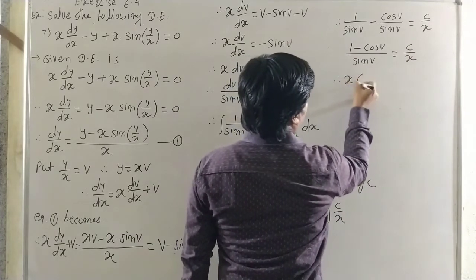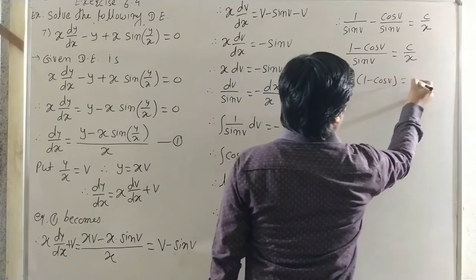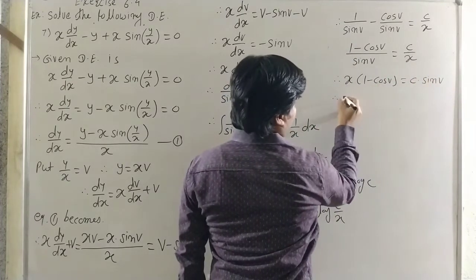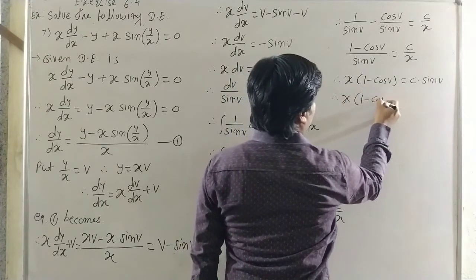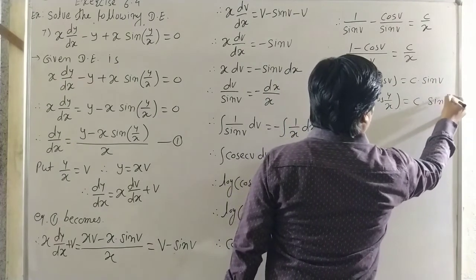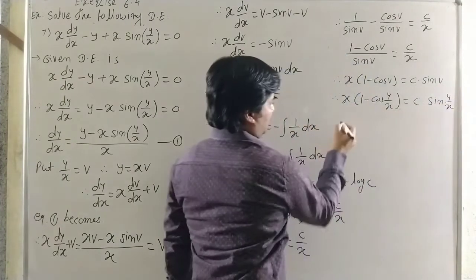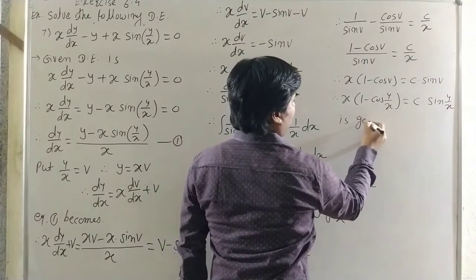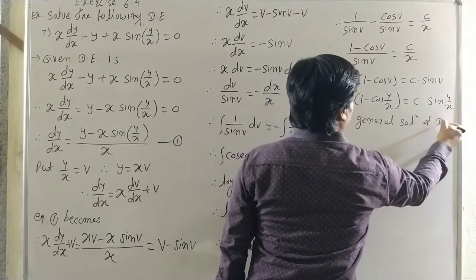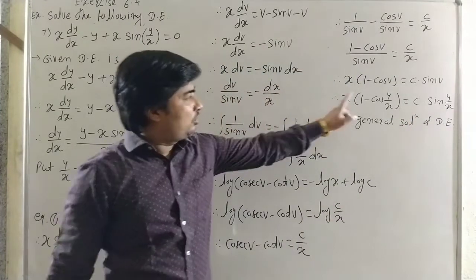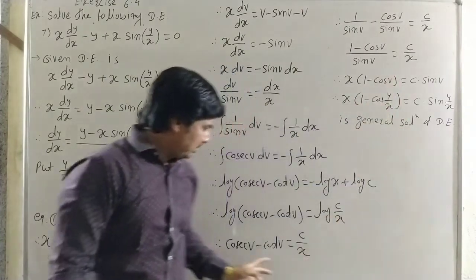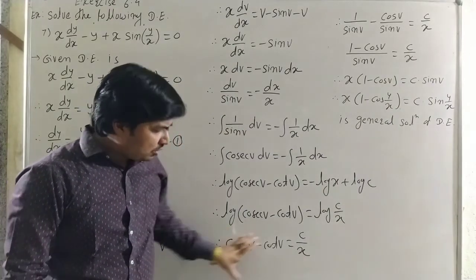Then we can write x into 1 minus cos phi is equal to c into sin phi. Put the value of phi, it is y by x. So x into 1 minus cos y by x is equal to c into sin y by x, and here is the general solution of the given differential equation. See carefully, x into 1 minus cos y by x is equal to c into sin y by x. Here when we put y by x, it is also a general solution.